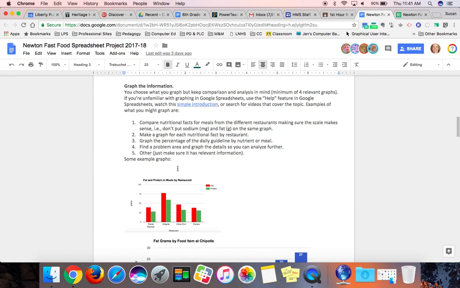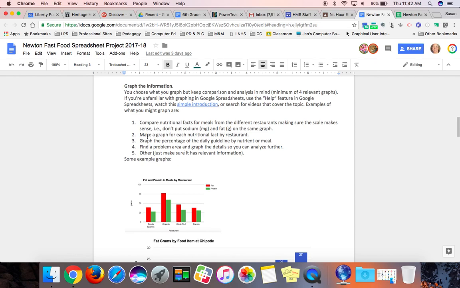So if you want to put, for example, this first example graph that I show you has fat and protein by restaurant listed, that would be okay because both fat and protein are measured in grams, so it doesn't mess up the scale if you do it that way. So that would be perfectly fine. So keep that in mind. That might be one type of graph that you do.